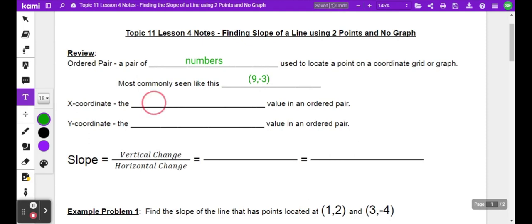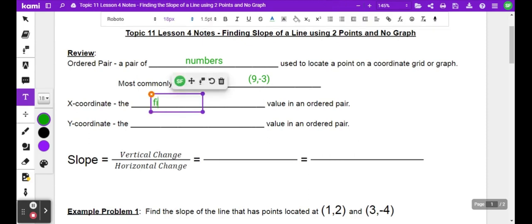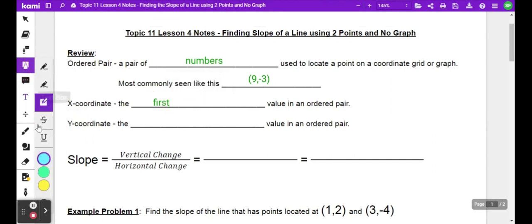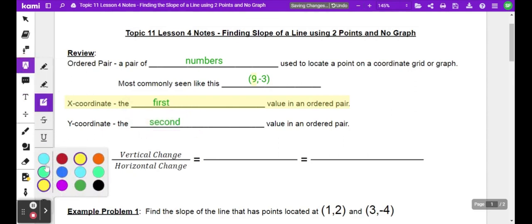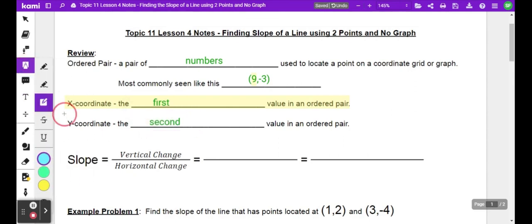The x coordinate is going to be the first value in an ordered pair. So if I go to my ordered pair here, the 9 would be considered the x coordinate. The y coordinate, therefore, is going to be the second value in an ordered pair. So in our example up above, the -3 would be considered the y coordinate.